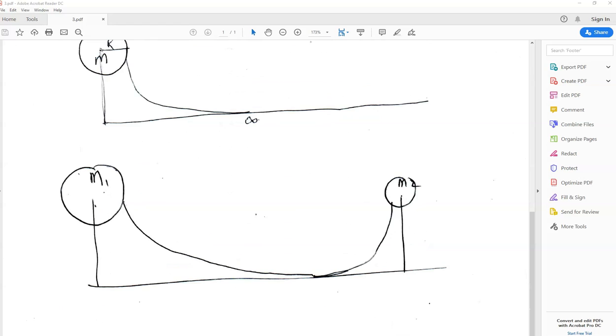And if you put two objects side by side and have a single graph, this is the graph of a bigger mass and a smaller mass. The bigger mass will reach 0 at a much further distance compared to the smaller mass.